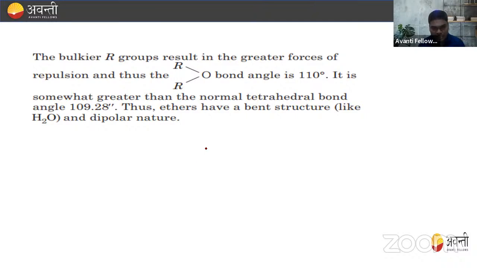They have a dipolar nature. A very important thing: the structure of ether is not linear. If the structure of ether were linear, then its dipole moment would be 0, because we know that for a linear molecule, the dipole moment is 0. But in actuality, the structure of ether is bent shaped, R-O-R.